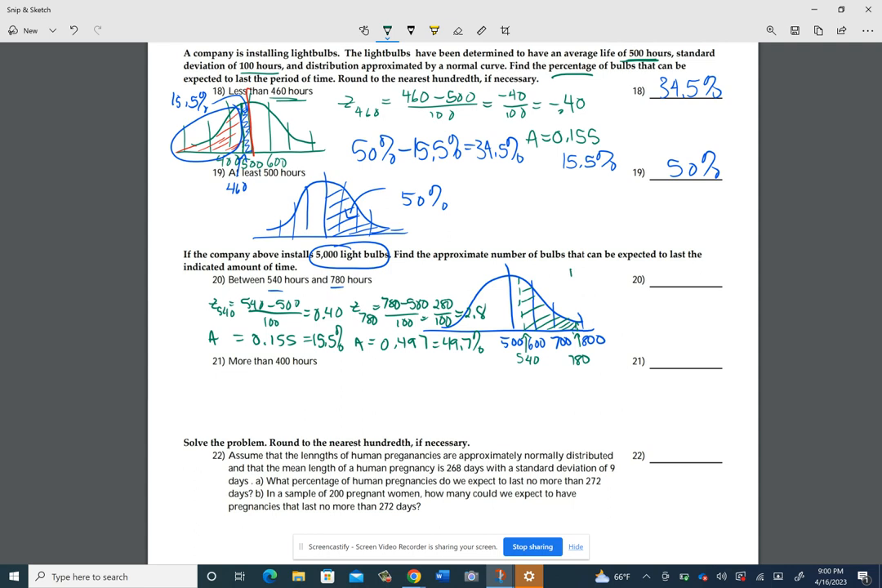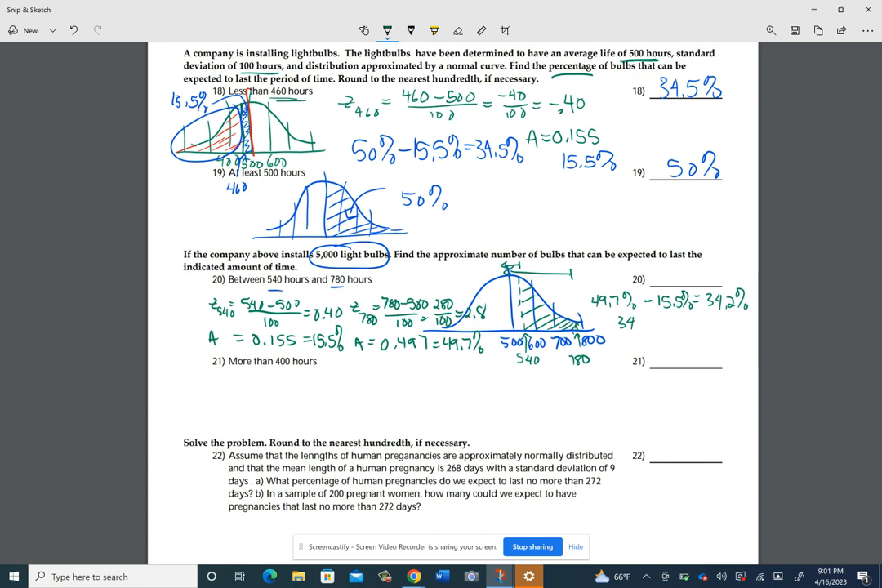So 49.7 is from here to the mean, and then 15.5 is from there to the mean, and I want in between those two. That's going to be a subtraction problem. See how those two values are both to the right of the mean? They're on the same side of the average value. I'll be subtracting. I'm going to be taking 49.7, subtract 15.5, and that gives me 34.2. So I know 34.2% of the light bulbs should last between those numbers of hours.